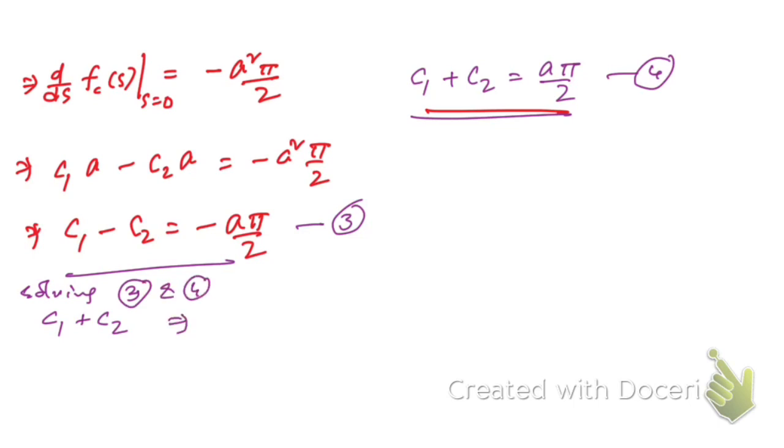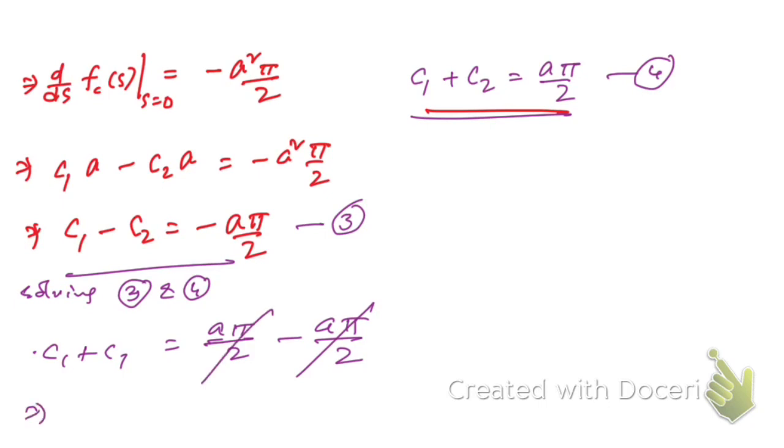Then what we're going to have, just wait. If you add these two equations, then minus c2 plus c2 is going to be cancelled. Then c1 plus c1 is equal to minus a pi by 2, and there is a minus sign, so it can be minus a pi by 2. So this two cancels. Again we're going to have 2c1, that's going to be equal to 0. So c1 is equal to 0.